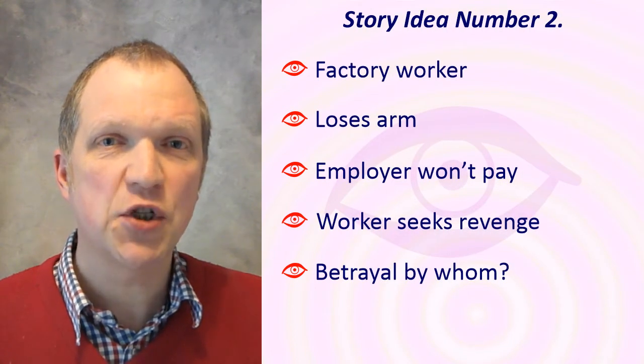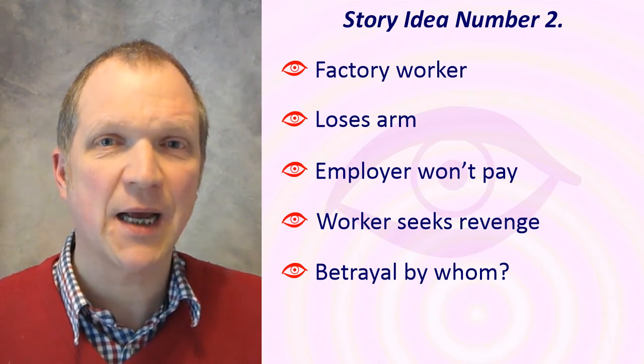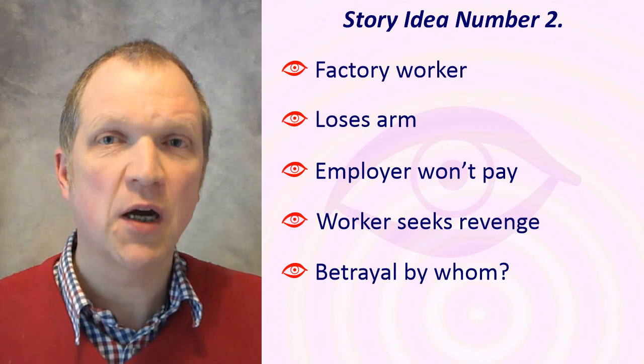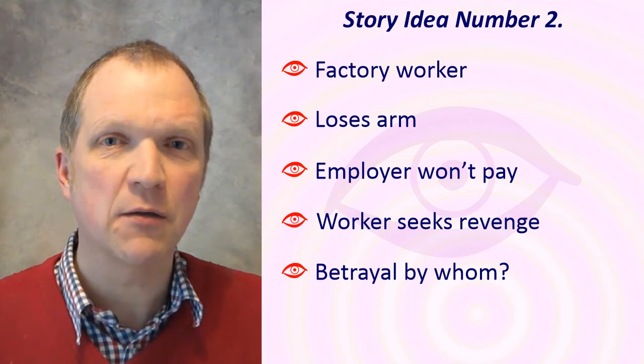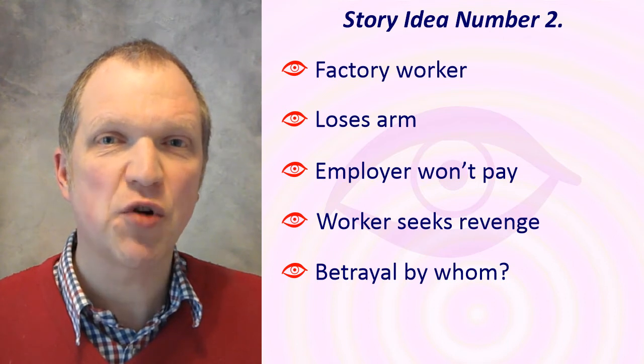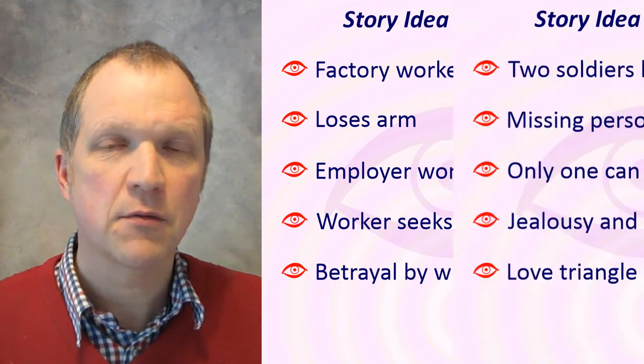Story idea number 2. A factory worker loses an arm in a workplace accident. His employer won't pay for the treatment to regrow the arm, even though the employer is very rich. The factory worker and his friends gang together to steal the money from the employer. They hatch a plan, but they're caught red-handed and end up in jail. Did one of the gang betray the others to the police?